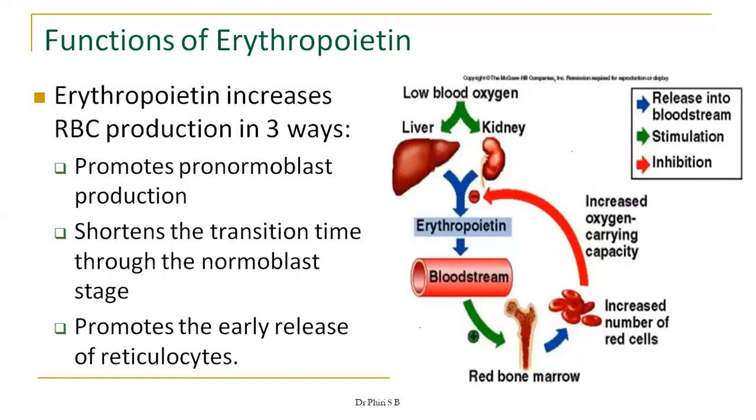The first one is going to promote normoblast production. Then later on, it will shorten the transition time through the normoblast stage. Then it's going to promote the early release of reticulocytes, so that you have more of these blood cells being developed from the red bone marrow.